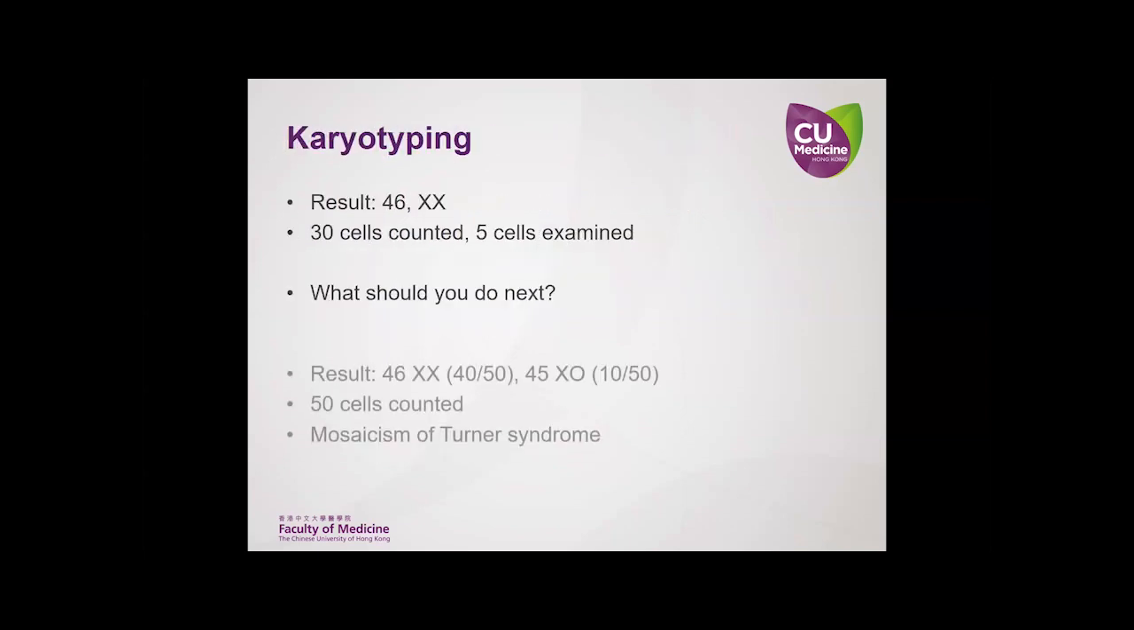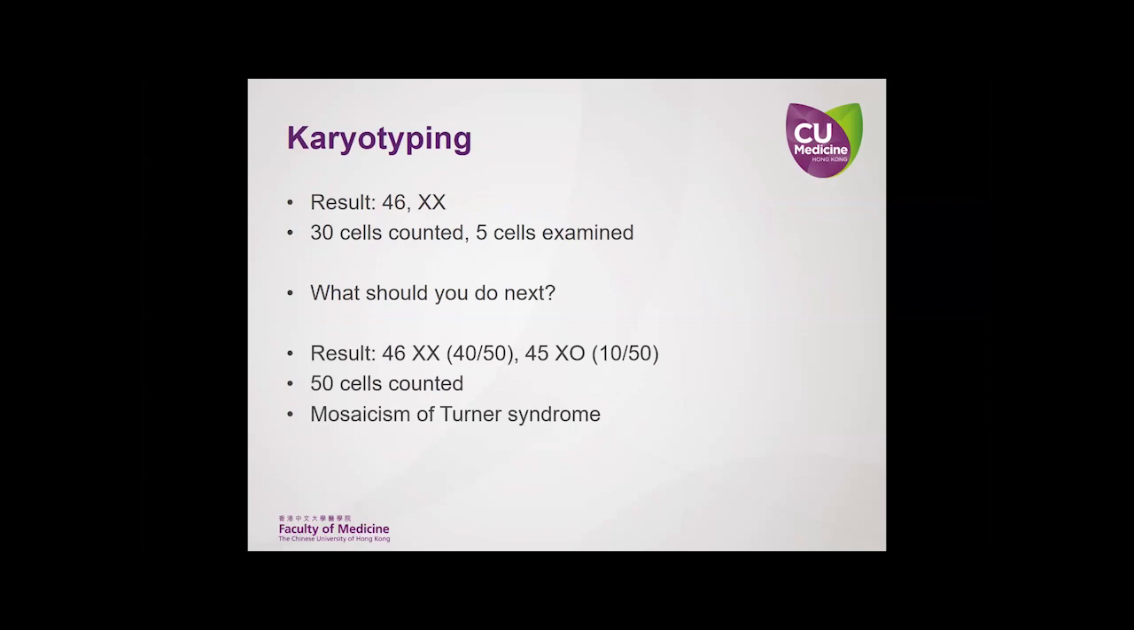So in that case, we have to count a little bit more cells, and we found out that the patient actually had mosaic Turner. Mosaic Turner is a little bit tricky. The patient will not present with all the features of Turner syndrome. Some of them could present with delayed menarche, some of them may have just short stature, and some of them may be without all this, just borderline behavioral.